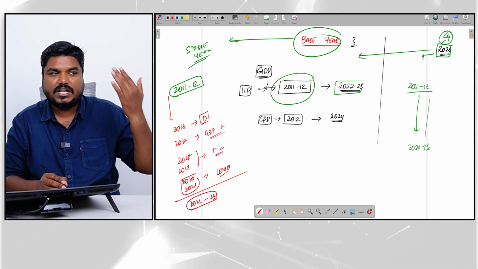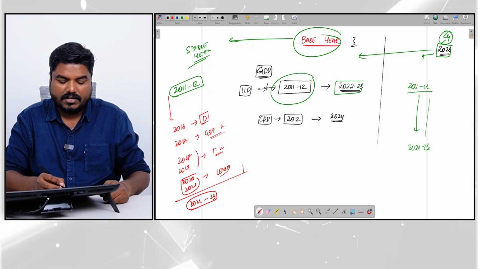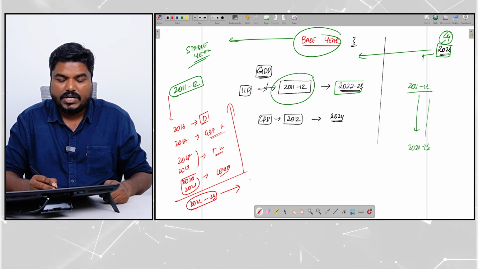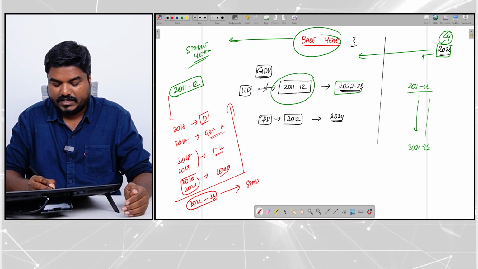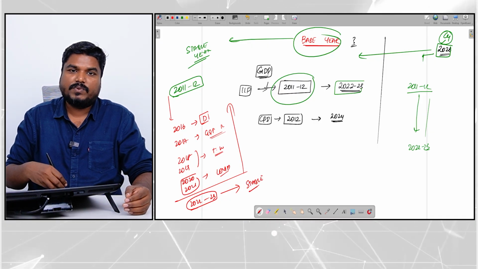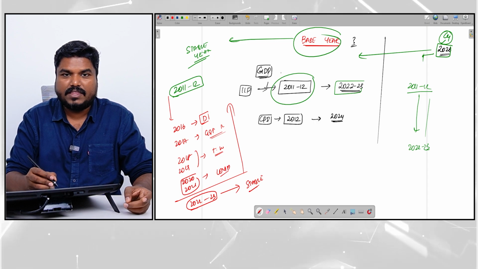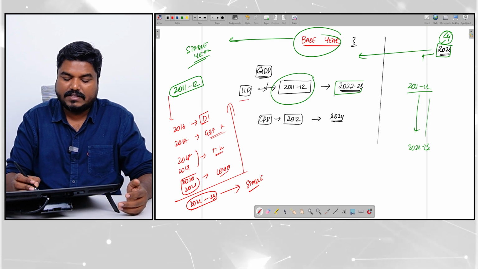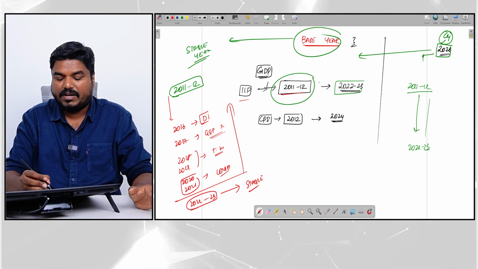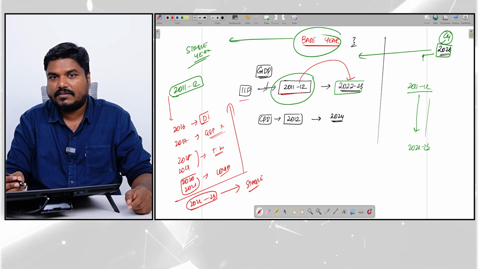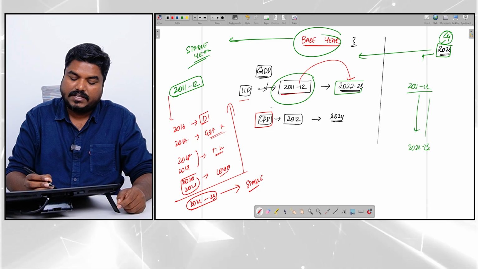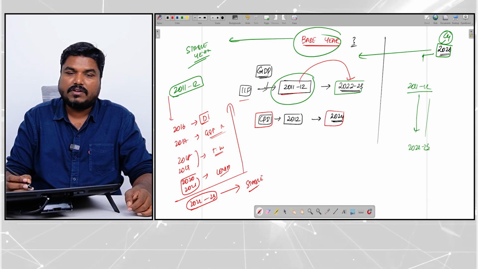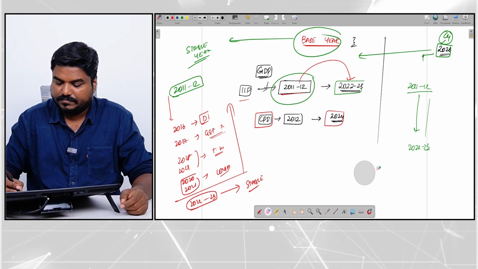2022-2023, of course there was the Russia-Ukraine war, but when compared to all the previous years, 22-23 was relatively stable. That is why government changed the GDP base year and IIP base year from 2011-12 to 2022-23. And when it comes to CPI, they took 2024 because, see, we know COVID.